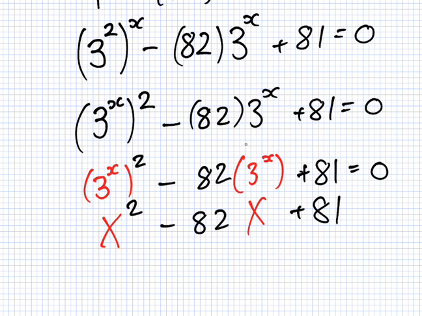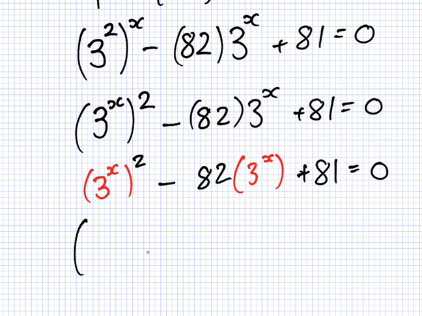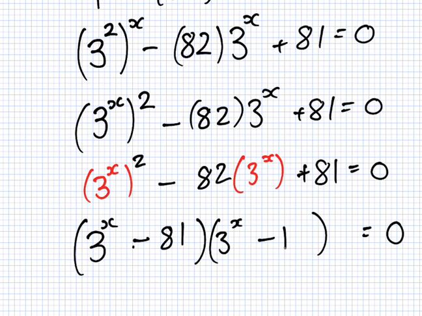Because it's a quadratic, we can factorize it if we want, or we can use the formula. I'm sure this has factors here, and instead of x it's 3x. Now 81 and 1, I think, is going to be minus 81 and minus 1. Yeah, they're the two factors for this quadratic. If you want to use the formula, you can: a is 1, b is minus 82, and c is 81.